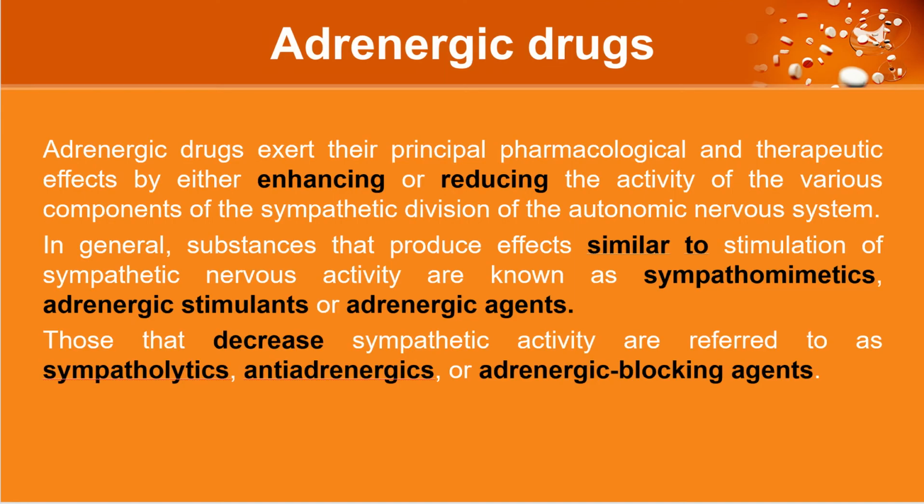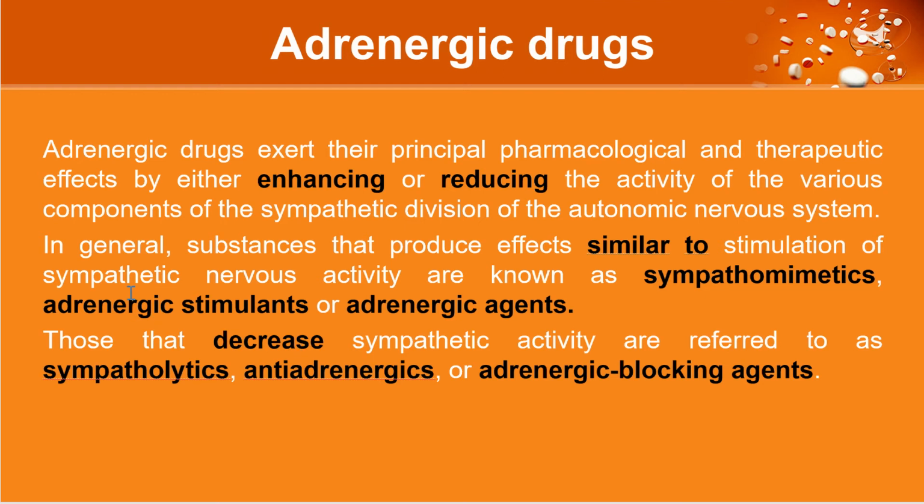So what are these adrenergic drugs? Well, they exert their principal pharmacological and therapeutic effects by either enhancing or reducing the activity of the various components of the sympathetic division of the autonomic nervous system. So the substances that produce effects similar to stimulation of sympathetic nervous activity are known as sympathomimetics or adrenergic stimulants or adrenergic agents, and those that decrease sympathetic activity are referred to as sympatholytics or anti-adrenergics or adrenergic blocking agents.